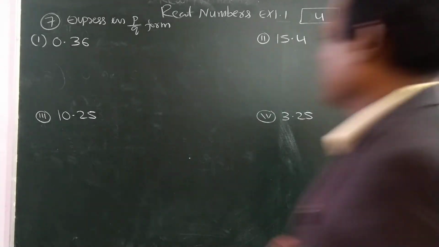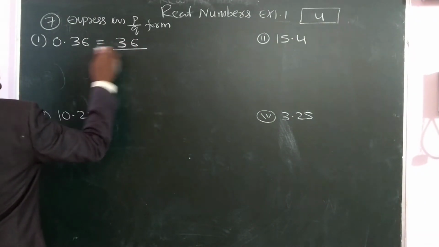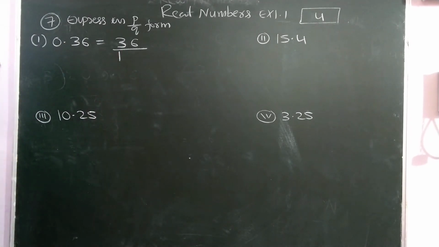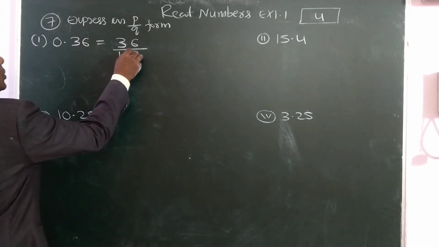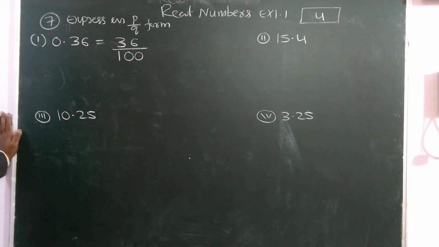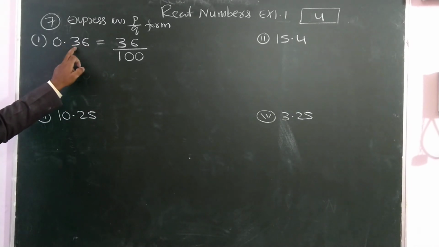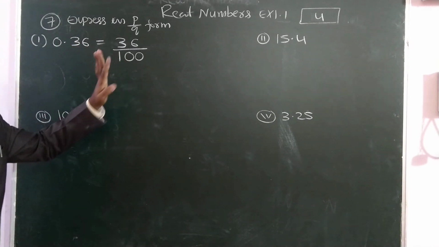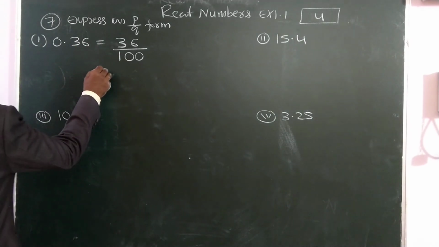See here, you studied in the lower classes how to remove the decimal. To remove the decimal, we have to keep 1. After the decimal, how many digits? 2 digits, so put 2 zeros, that's all. To remove the decimal, you keep 1 and after the decimal how many digits, so 2 digits, 2 zeros. That's all.